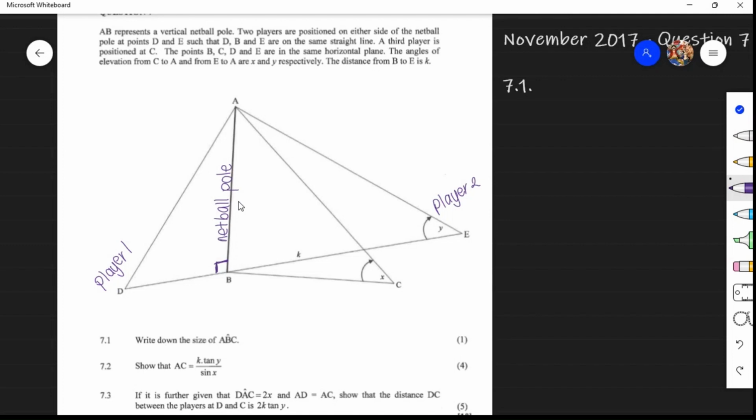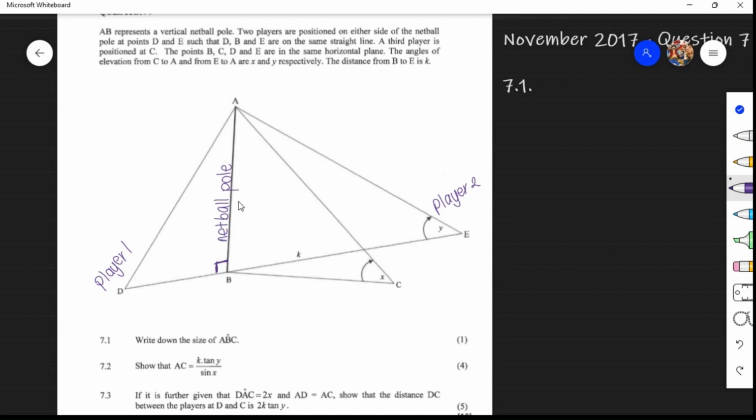Such that D, B, and E are on the same straight line, which means D, B, and E form a straight line. So we can have a triangle ADB if we want to. We then have the points B, C, D, and E on the same line, so that includes C as well, so I missed that initially. So A, B, C, and D are all on the same line, which means we can assume that to be the ground. So D, B, C, and E are all points on the ground.